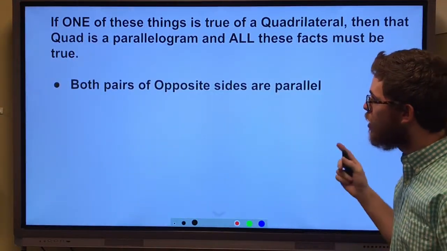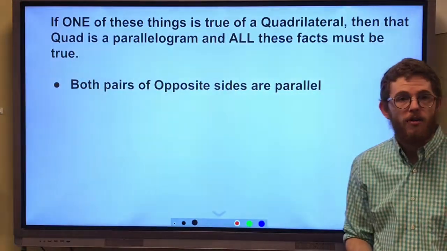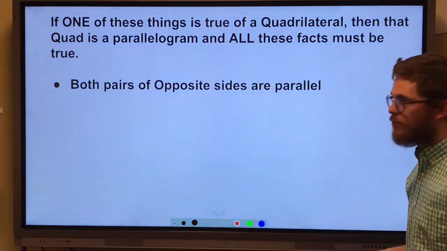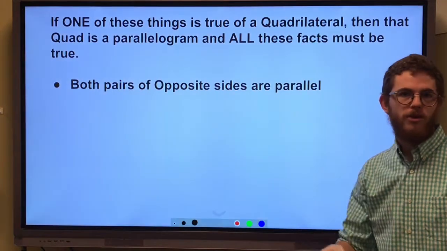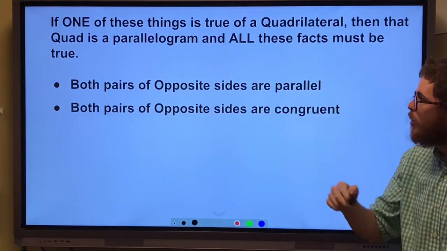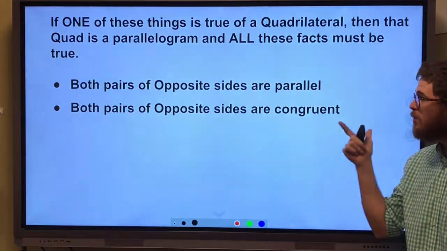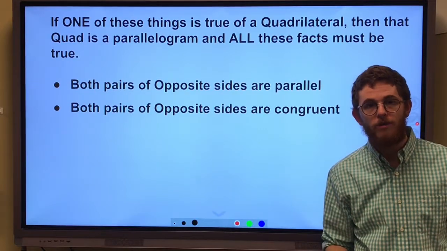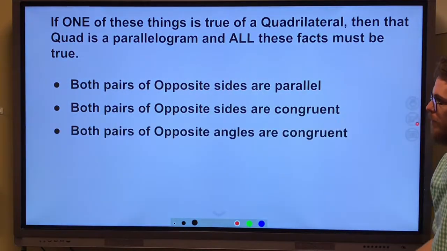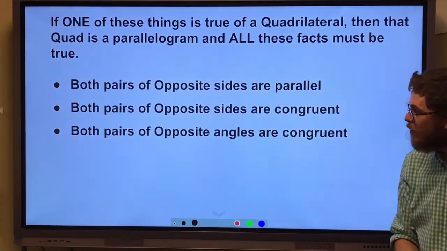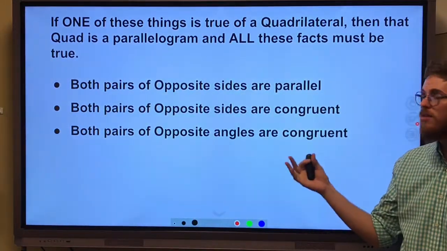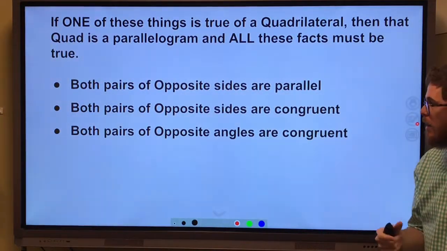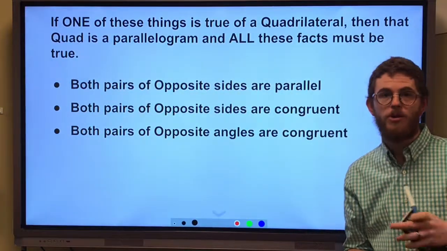First one, both pairs of opposite sides are parallel. This is pretty obvious. This is the definition of a parallelogram. If both pairs of opposite sides are parallel, then yes, that quadrilateral is a parallelogram. If both pairs of opposite sides are congruent, we don't even have to know if the sides are parallel. If we have a quadrilateral where the opposite sides are congruent, definitely a parallelogram. If both pairs of opposite angles are congruent, we don't have to know anything about the sides besides the fact that there's four of them. If we have two pairs of opposite angles that are congruent, it must be a parallelogram.